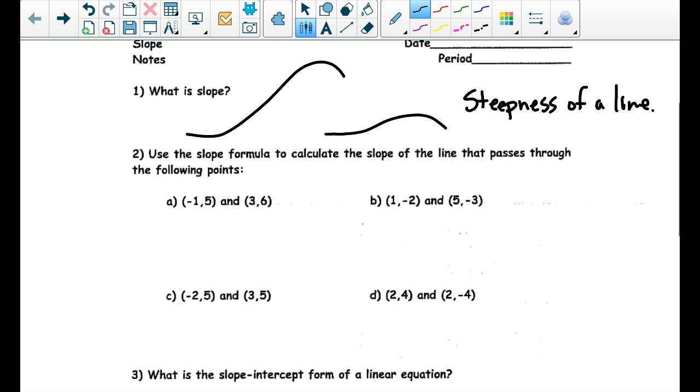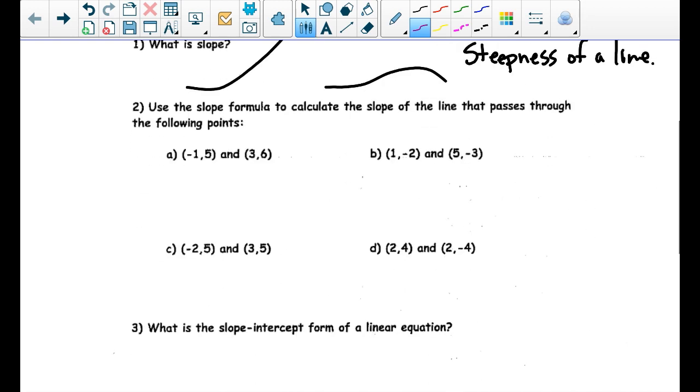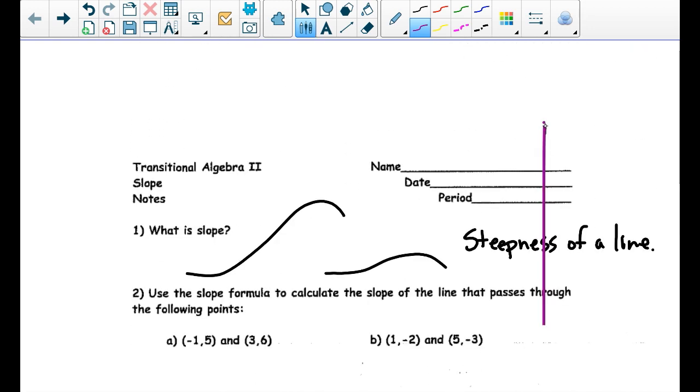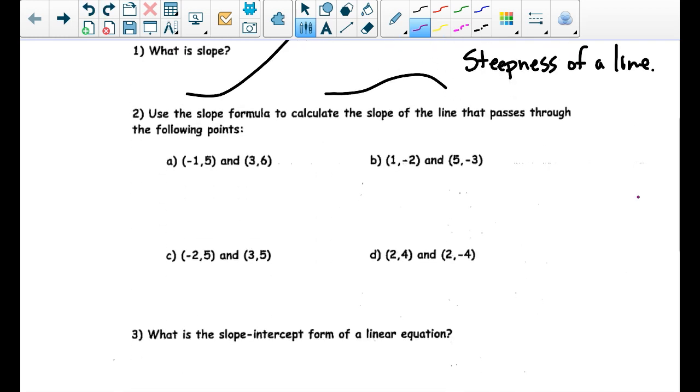Okay, so slope formula. Anyone remember the slope formula? So slope is m, and we have the change in our y values over the change in the x values.